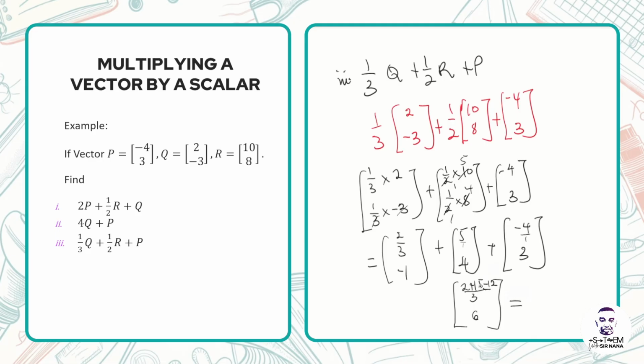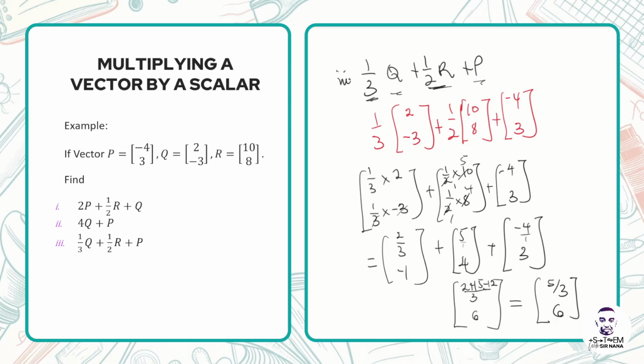So 2 plus 15 gives us 17, and 17 minus 12 gives us 5. So you should get 5. It means that our top part should be 5 over 3, and our down part should be 6. So this means that our 1 over 3 q plus half r plus p should be 5 over 3 at the top, and then 6 down.